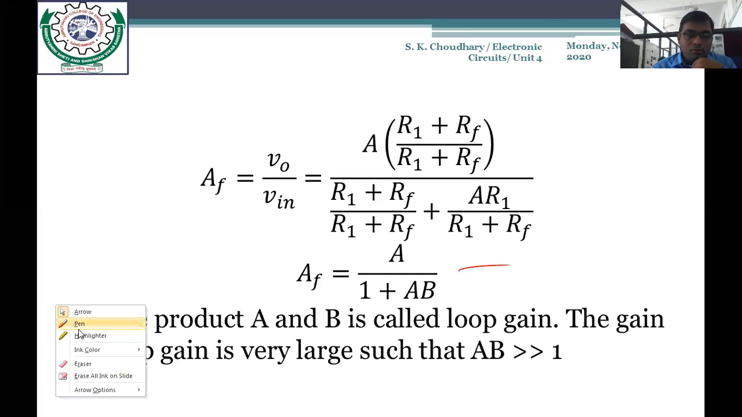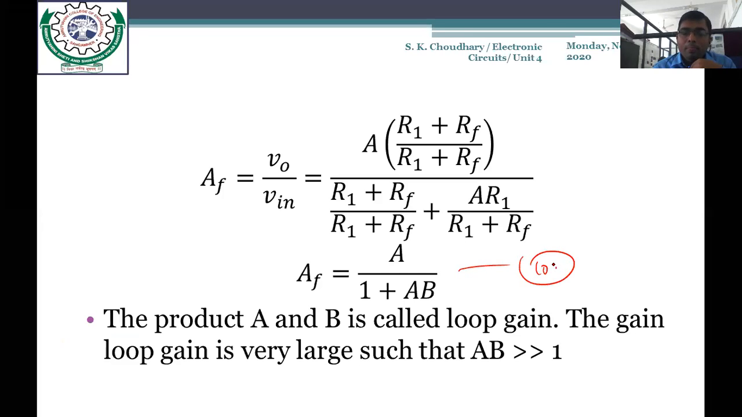Okay, so you can see here, it is again an exact equation. So equation number 7 and 10 both represent the exact equation. It is a simpler form of equation number 7. So you can say AF becomes A upon 1 plus AB. A is what? Open loop gain. Okay, and B is the feedback circuit gain. So it looks like a function of open loop gain and the feedback circuit gain.